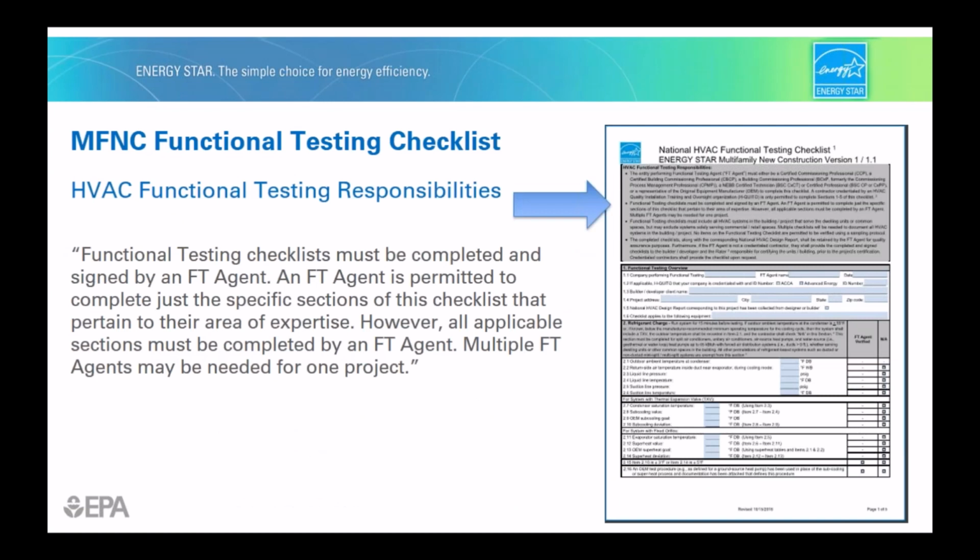The second bullet in this section explains how multiple functional testing agents may be needed for one project in order to complete all the relevant sections. In that event, you simply complete the sections that are within your scope, sign, and provide to the rater. The rater will then collect the other checklists from the other functional testing agents until all systems in the project have been functionally tested by a credentialed agent.